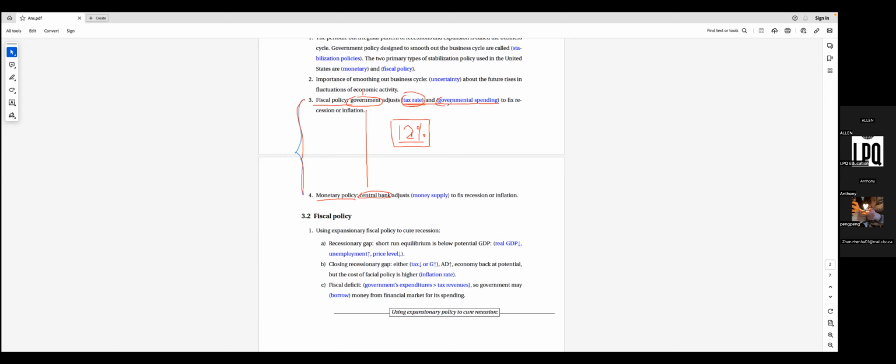Another thing the government can for sure change is their own expenditure, the so-called government spending. There are three different levels of government, right? The governmental sector spends a lot of money every year, maybe to build a new train station, maybe to pay for public services.